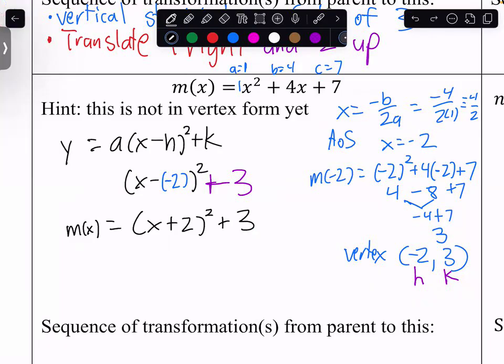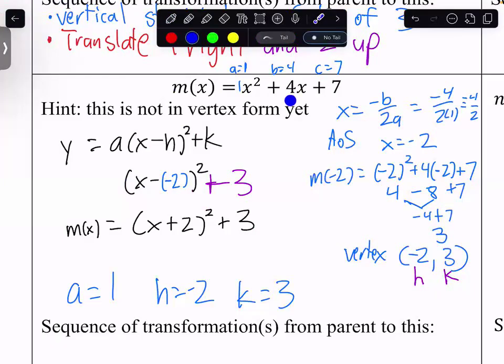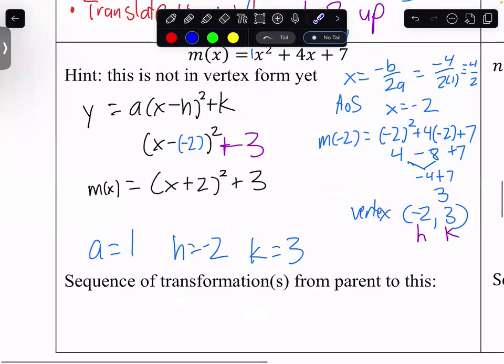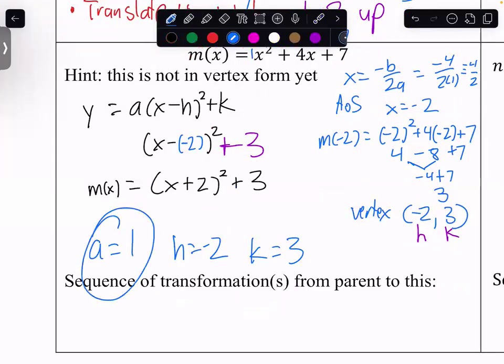Now putting all the letters together, A was 1, H was negative 2, and K was positive 3. Notice we don't use the 4 at all. The 4 is not part of any transformations, and neither is the 7. A is 1, that means no vertical stretch, no vertical compression, and no reflection, because it's positive. So for this problem, we skip A, but H is negative 2.